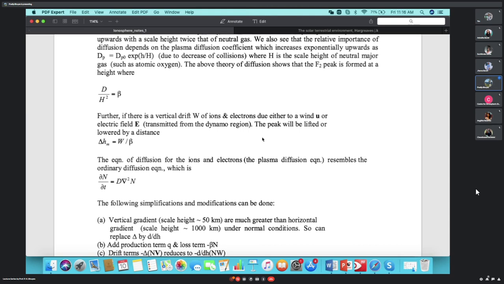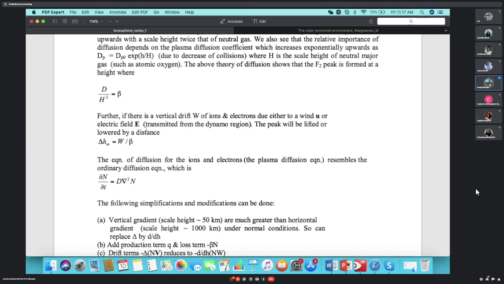Because you have a magnetic field also, your electric field and magnetic field at cross purposes can force the plasma up and down. So the peak will be lifted or lowered because of this wind. This neutral wind is normally denoted by U.